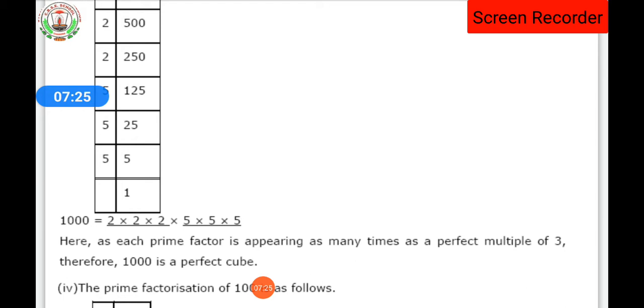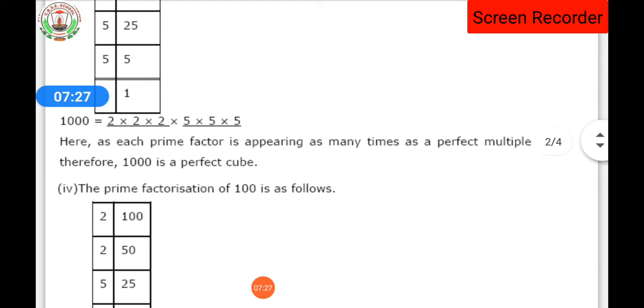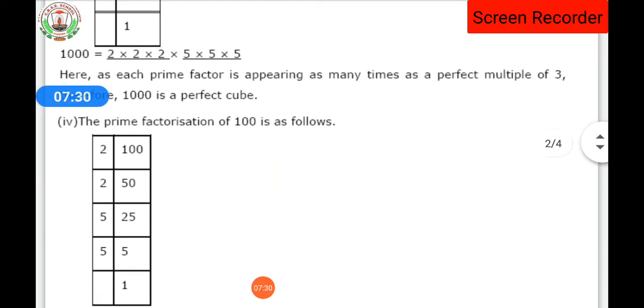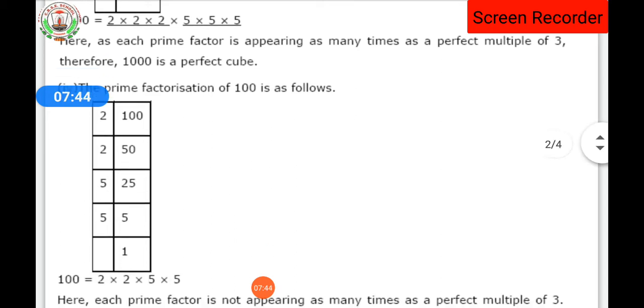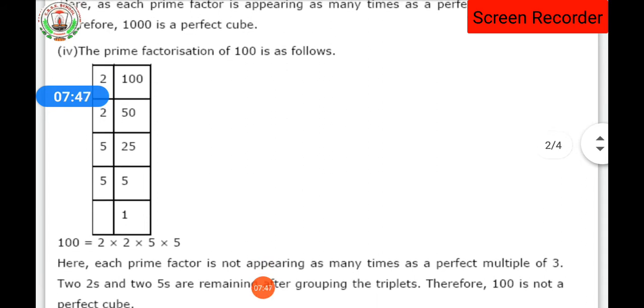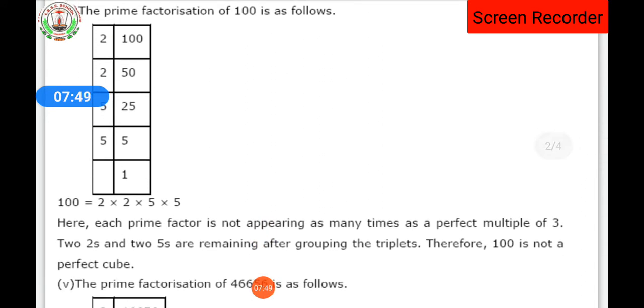Moving towards the fourth part of the question, 100. By seeing the number 100, how many zeros are there? 2 zeros are there in 100, which is an even number. Hence by the shortcut method we can say that 100 is not a perfect cube. You can also find the factors and easily see that 100 is not a perfect cube.